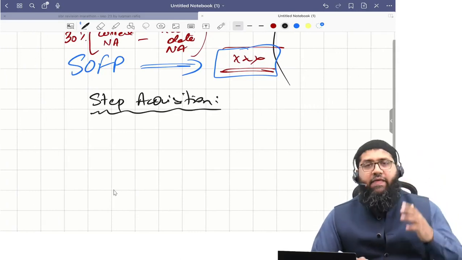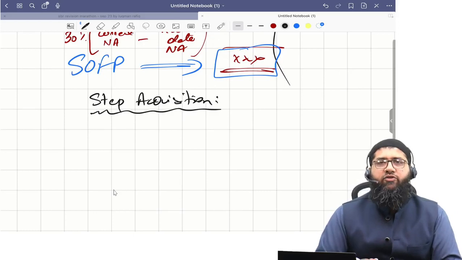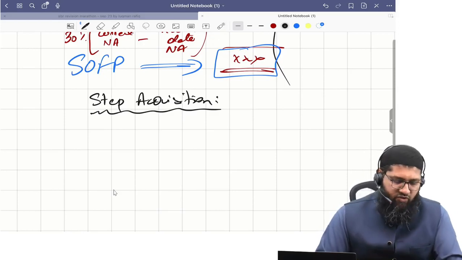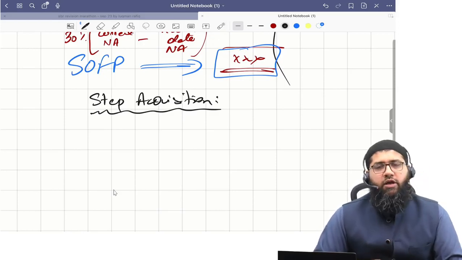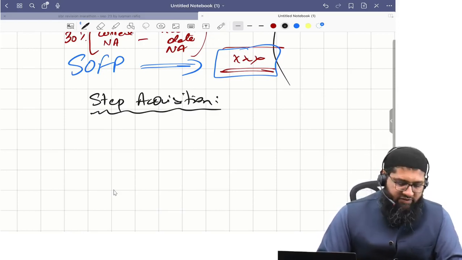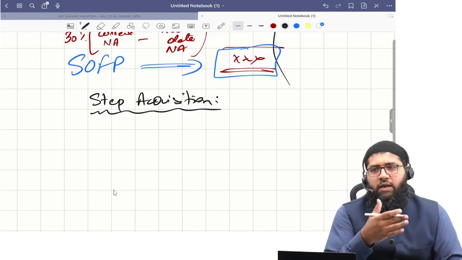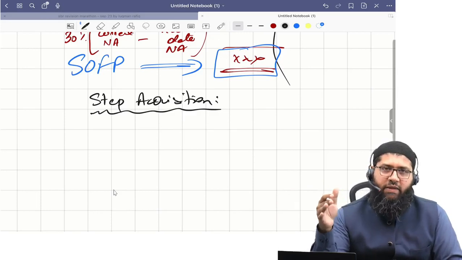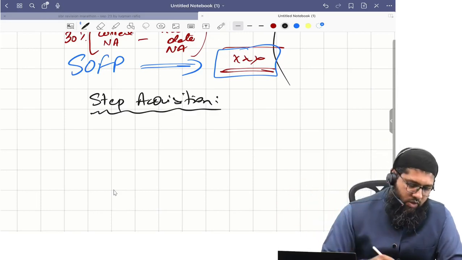Now, obviously, there are multiple scenarios with respect to step acquisition. What I'm going to be discussing now is what is prevalent in this specific situation. So when I talk about the concept of a step acquisition, the step acquisition is when you acquire a company in different steps, different stages.